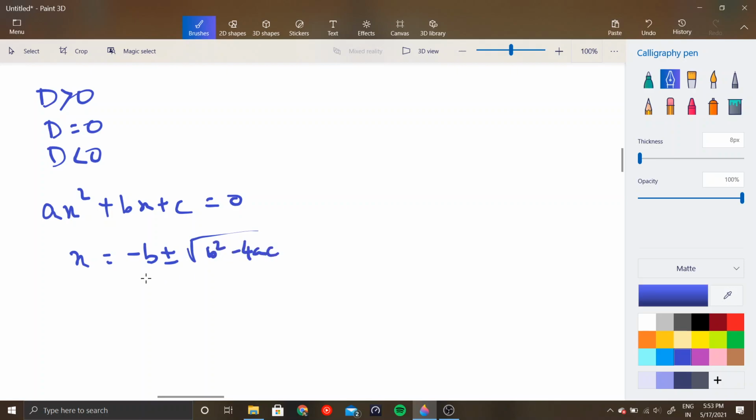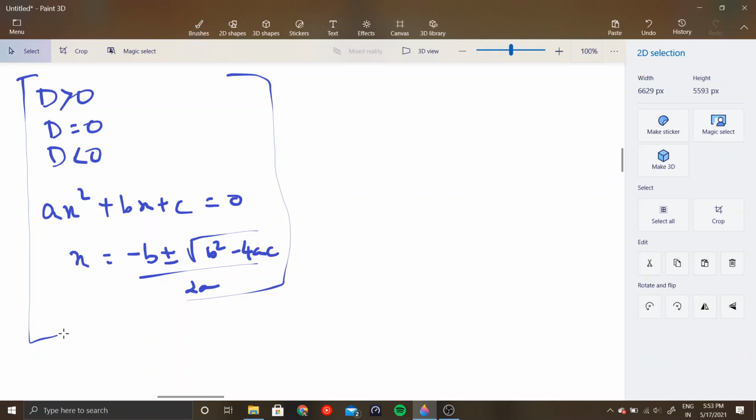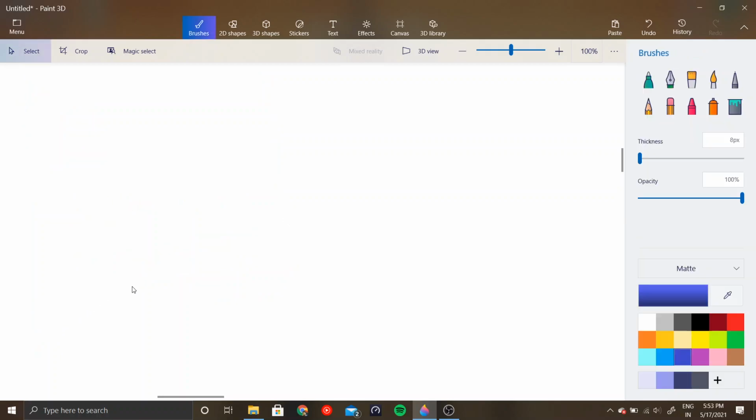So in this class we will solve some sums. We'll solve some sums and actually apply these formulas to strengthen our understanding of the topic. Okay, so let's dive into the first sum. Suppose the question goes like this.